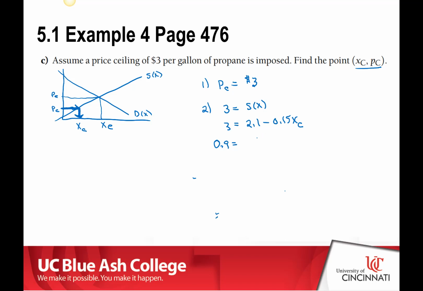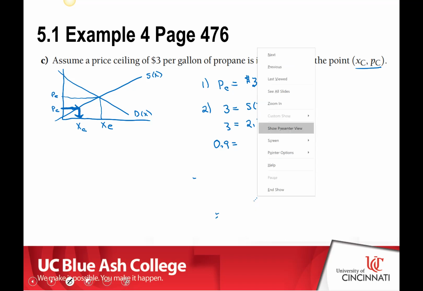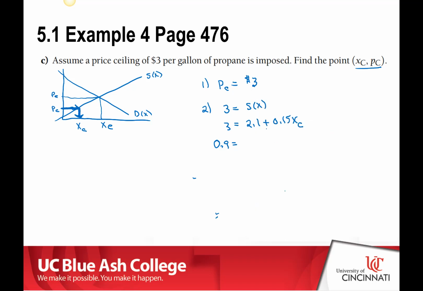equals, let's see, what am I doing? Oh, I know, this should be a plus. Oh shoot, it's not showing it. That should be a plus there. Equals 0.15x sub c. When we divide both sides by the 0.15, what we wind up with is the ceiling quantity is now going to be 6 gallons.